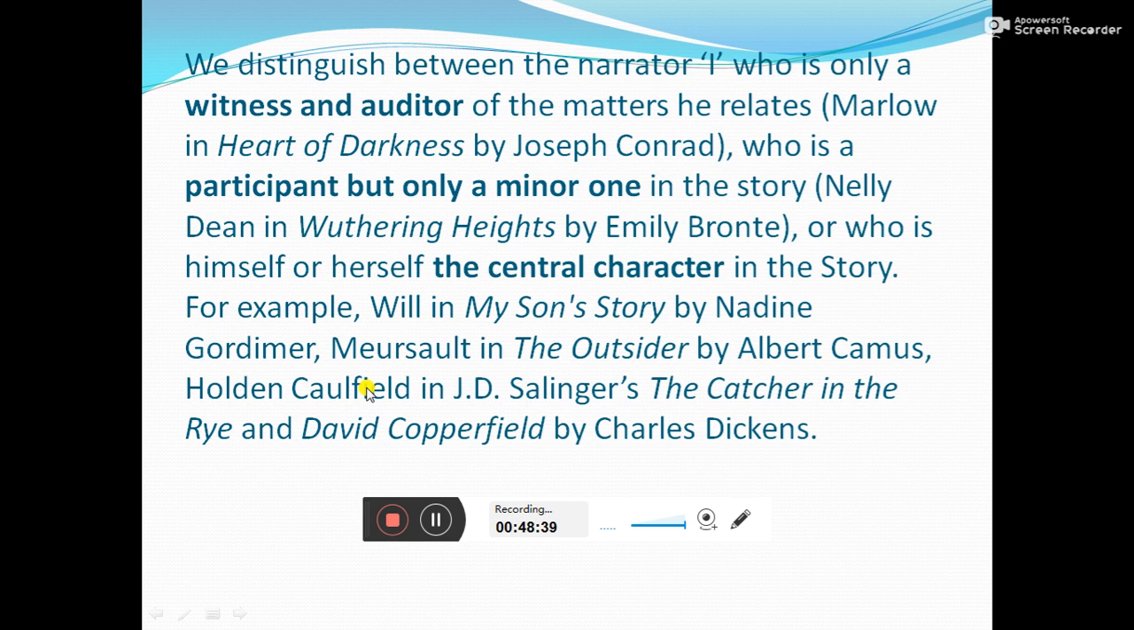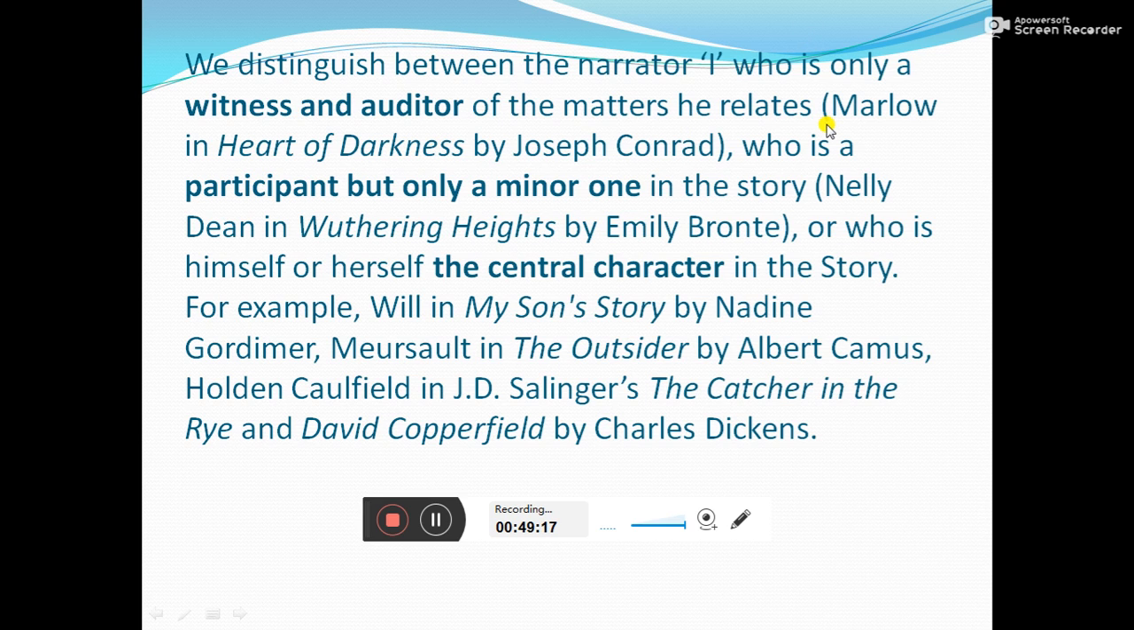Now, there are certain subtypes of the first person narrator, right? Though they need not be named differently, we can distinguish between these first person narrators. We distinguish the narrator I, who is only a witness and auditor of the matter he relates. So he is not a participant in the action, but just a witness, an auditor. That is, he has just listened to those events, right?